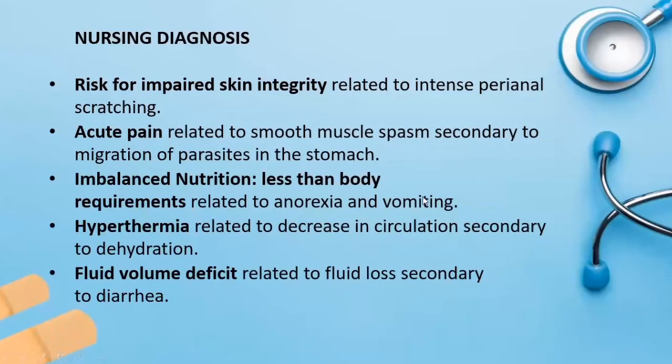Nursing diagnosis: risk for impaired skin integrity related to intense perianal scratching. Acute pain related to smooth muscle spasm secondary to migration of parasite into the stomach. Next is imbalanced nutrition less than body requirements related to anorexia and vomiting. Then hyperthermia related to decrease in circulatory volume secondary to dehydration. Lastly is fluid volume deficit related to fluid loss secondary to diarrhea.